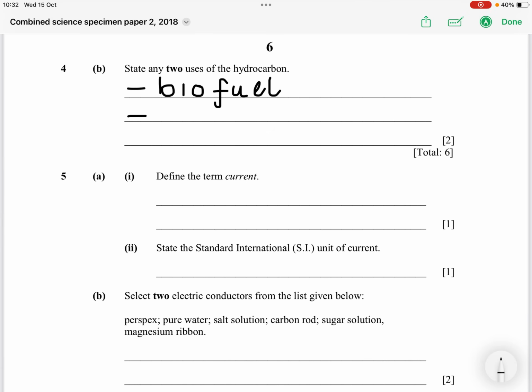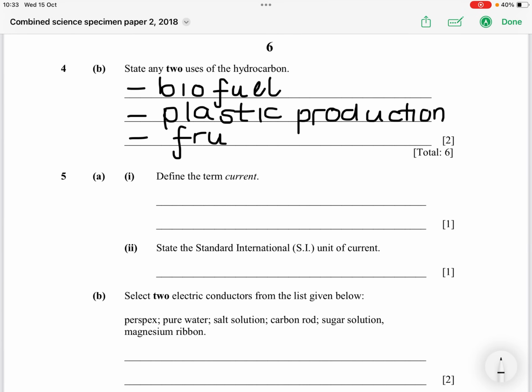And then it is also used as a monomer in plastic production. So this is one of the uses of ethene. It is used in plastic production as the monomer. And then another use of ethene, it is also used artificially to ripen the fruits. So it is used in the agricultural field to artificially ripen the fruits. So we write fruits ripening.